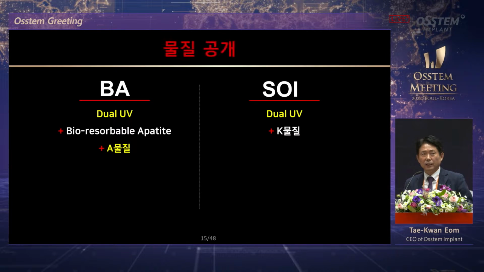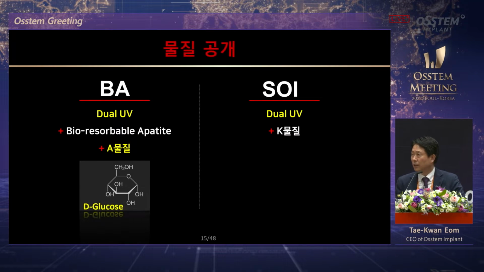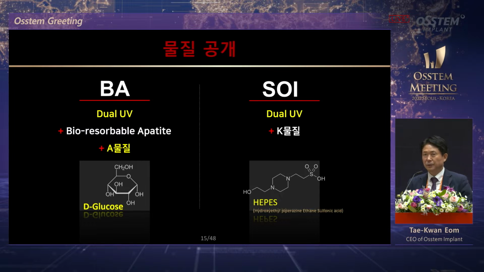We talked about UV effect for PA or soy, even though we didn't use the term UV, and we used the term K material. We didn't disclose what material that is because it is secret. So dual UV treatment is done on SOI and on BA, dual UV. A material is used, that is D-glucose. D-glucose coating was done and the energy was captured. And soy, we use the K material. K material is a hippies.